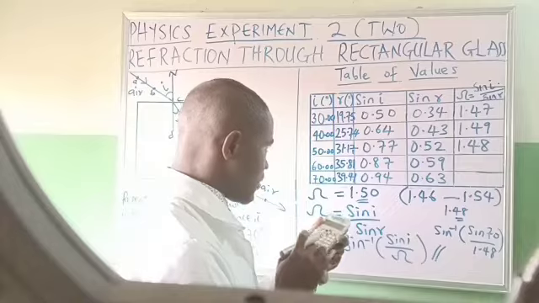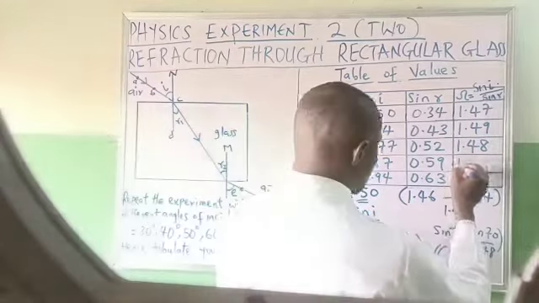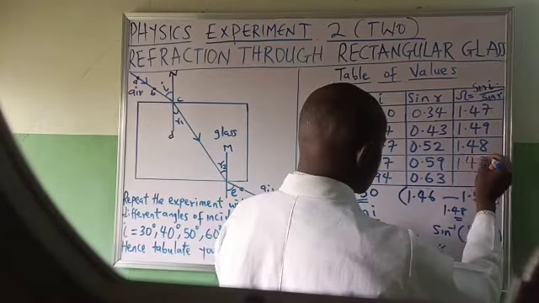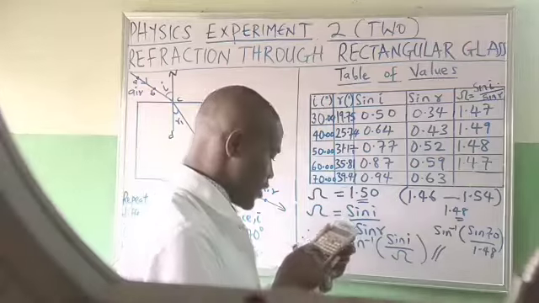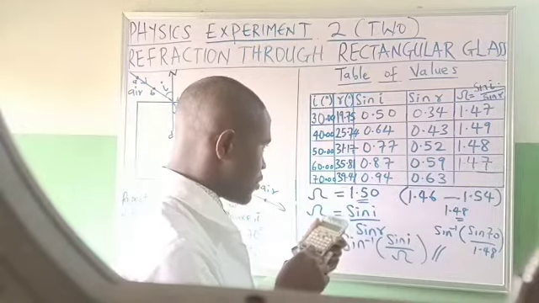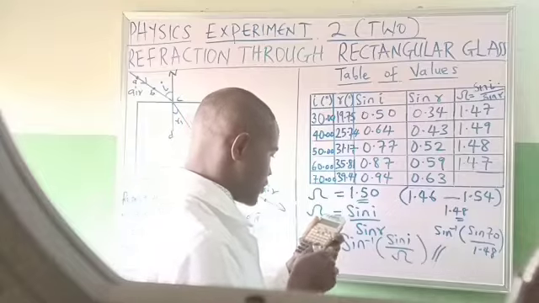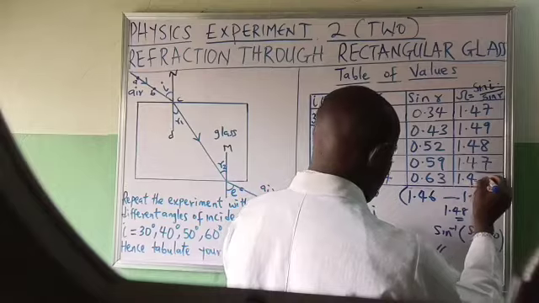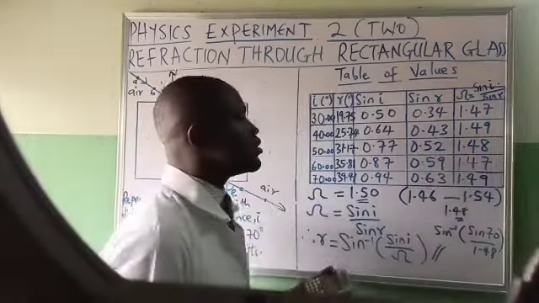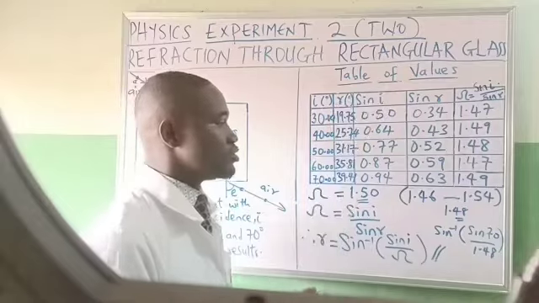0.87 divided by 0.59 is 1.47. 0.94 divided by 0.63 is 1.49. So we have succeeded in getting our table of values.